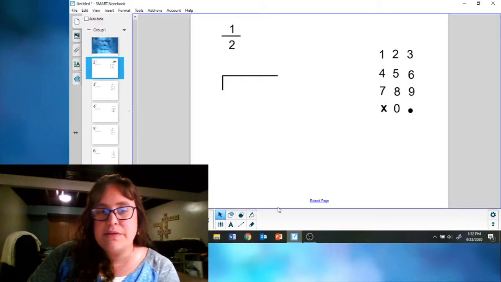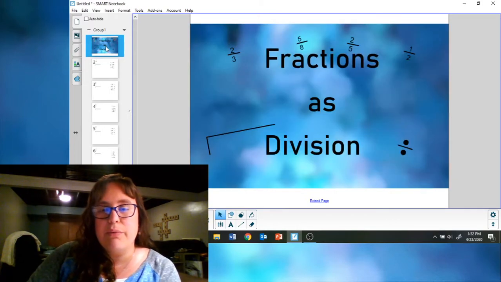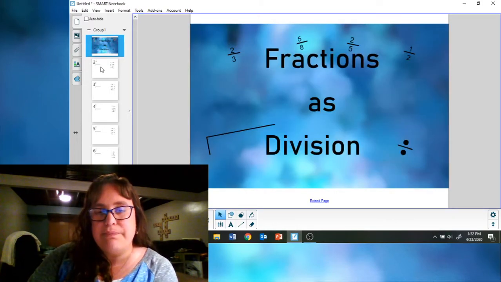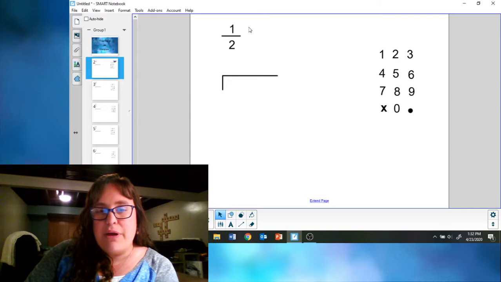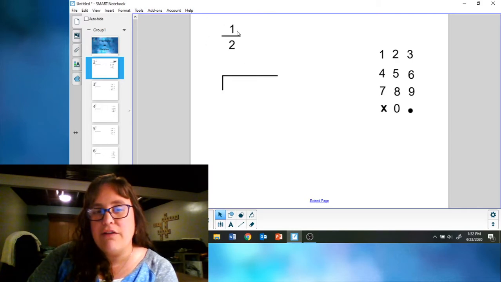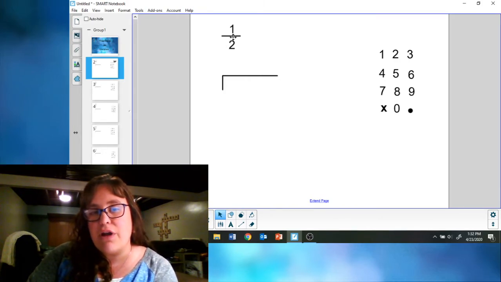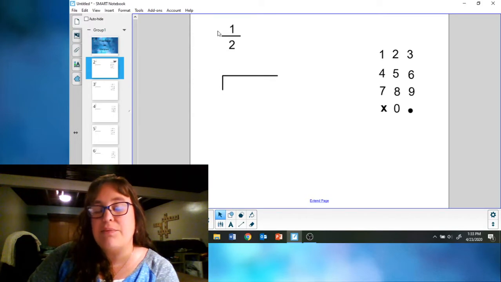All right, so remember we are working with fractions as division. Here's our first problem here. We've got 1/2 with 1 being our numerator and 2 being our denominator. As we look at this fraction bar here that separates the numerator and the denominator, you need to think about that fraction bar as actually being our division bar, because we have 1 out of 2. Our fraction bar is actually our division bar.